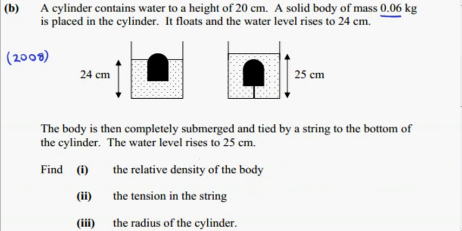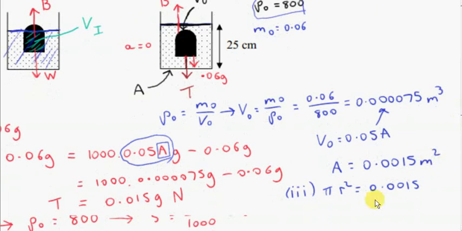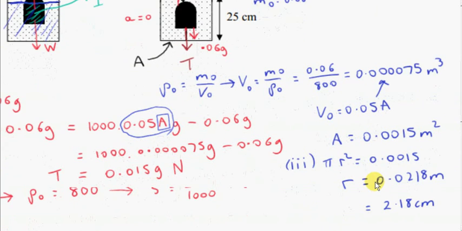So in part 3 we want the radius of the cylinder, and this is straightforward. The cross-sectional area is a circle. Area is pi r squared. Working this out, you get 0.0218 meters, or in centimeters, 2.18.